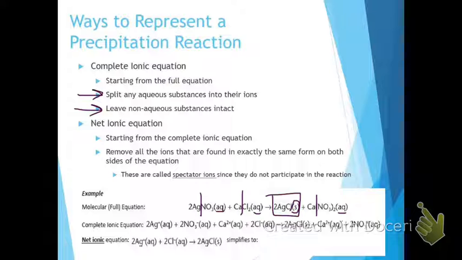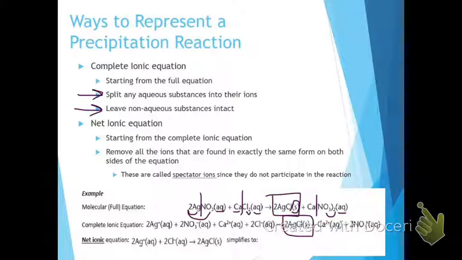We do want to be counting our ions as well. So we have 2 silver ions, 2 nitrate ions, 1 calcium, 2 chlorides. Our 2 AgCl solids stay together. We have 1 calcium on the product side and 2 nitrates. So when you split it up into that complete ionic equation, it should still remain balanced.